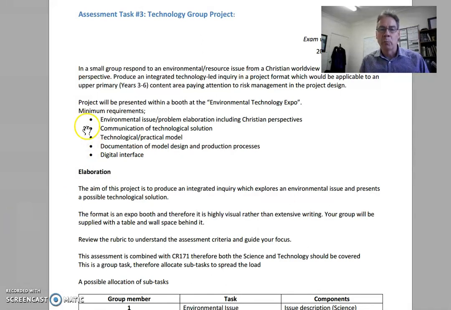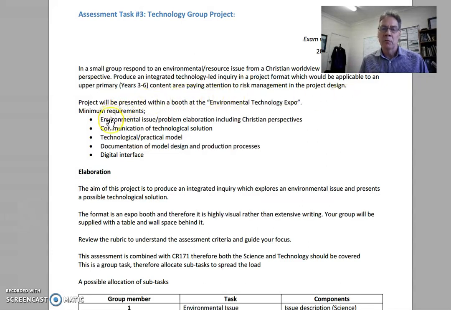In that, we're going to combine science and technology. So the science part is the environmental issue, including a Christian perspective. What's the issue going to be? If we read above, we see that it's a sustainability issue. And we're going to write about something on a global or a local scale.